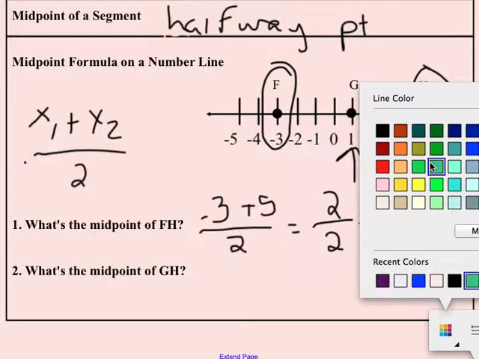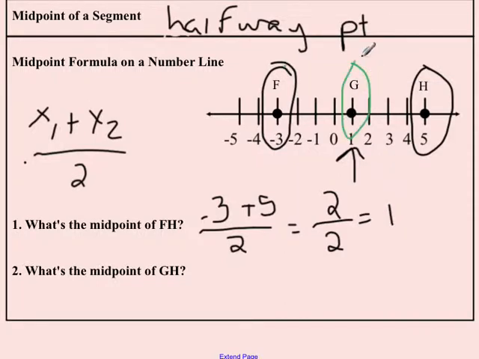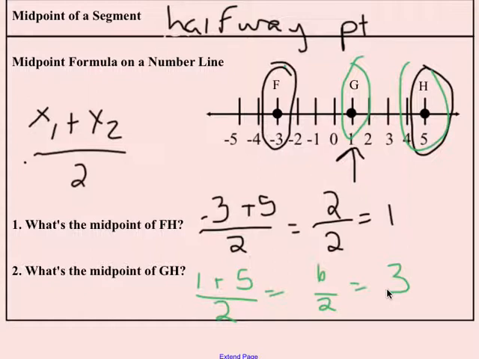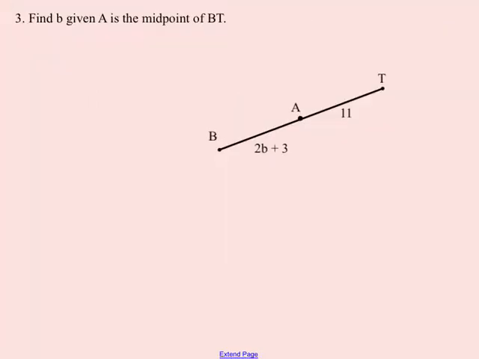Now let's go ahead and take a look at G and H. So the point of G is 1, and the point of H is 5. So we have 1 plus 5, and we're dividing that by 2. So that's going to be 6 divided by 2, which is equal to 3. Okay? Let's take a look at some more examples.